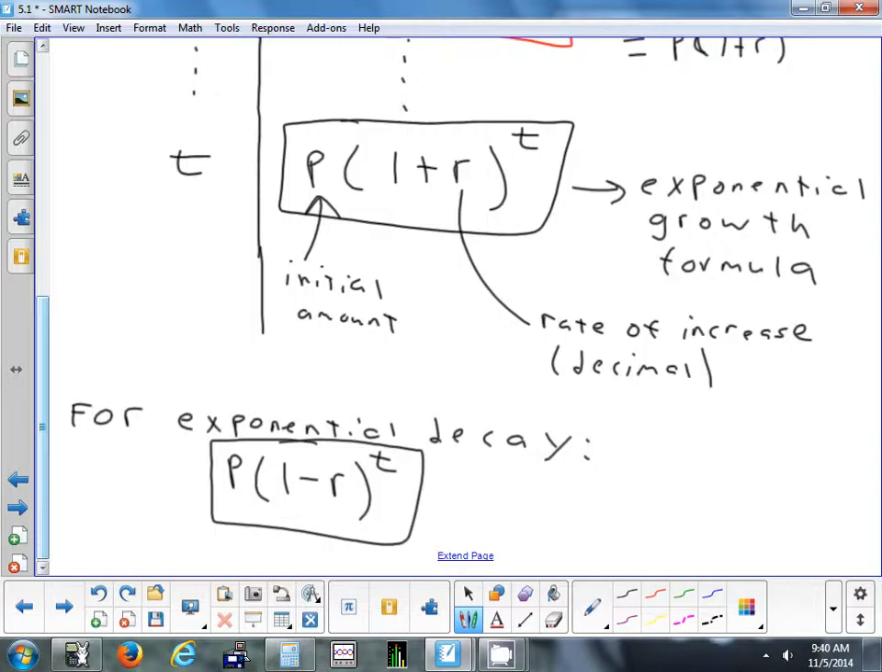Okay, so that's exponential decay. The R, the P, and the T all mean the same thing as up above. And since your rate is always between 0 and 1 as a decimal, when you have a minus sign in there, this causes the base of your exponential to be less than 1. And we said earlier, if the base is less than 1, it starts to decrease. If you put a plus sign in there, you're going to get a base more than 1. And that's when it grows.